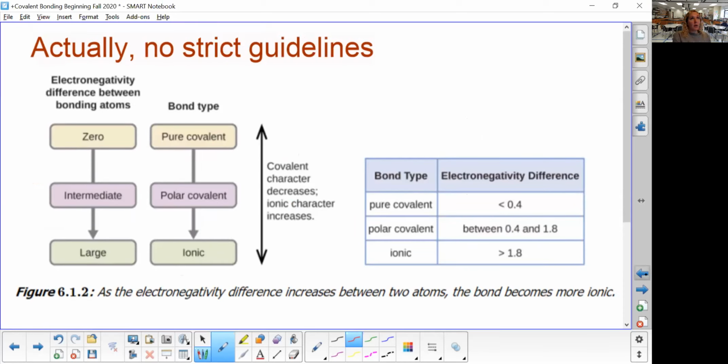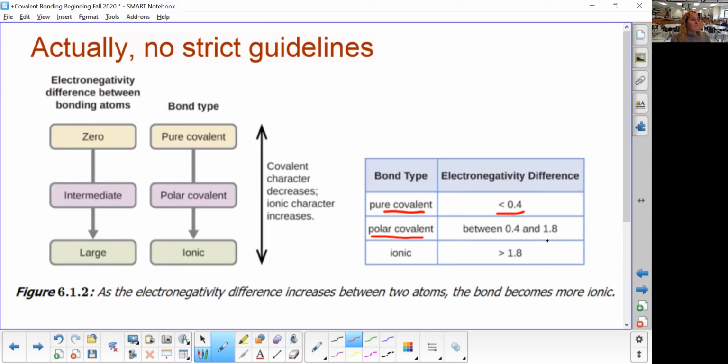If you go and look up bond polarity differences, you will see that different texts have different guidelines and different scale values, because remember, electronegativity is a scaled value. I taught you the Linus Pauling scaling, which is from 0 to 4, and that's just one scale. It's the most popular scale to rank electronegativity, but it is not the only one. Some people will say that pure covalent is less than 0.4. Other people will say less than 0.5. Some people will say polar covalence is between 0.5 and 2.1 and not 1.8 here.